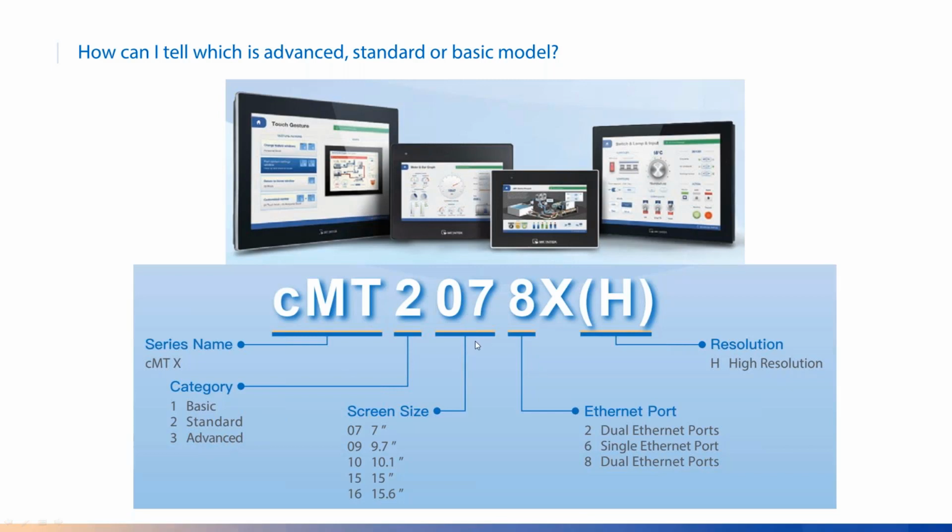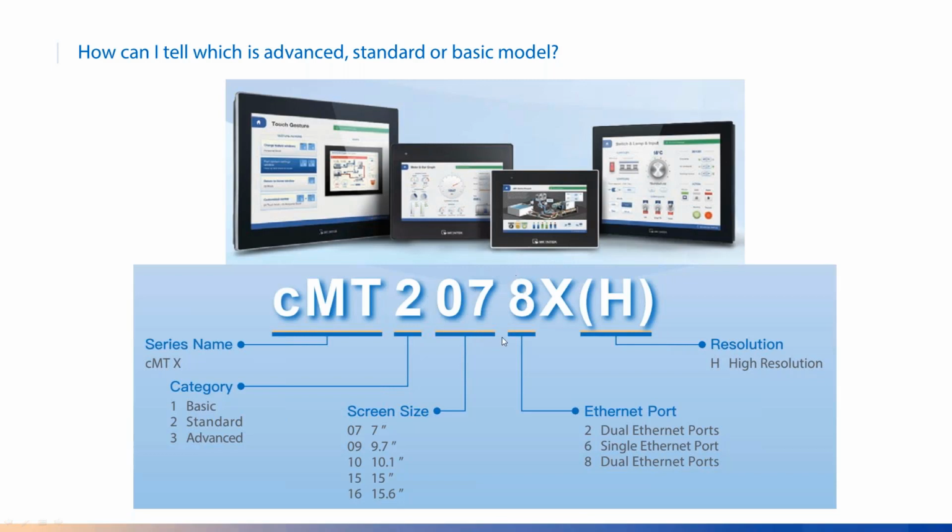The second and third numbers tell you the screen size of this HMI. For example, 07 means this is a 7 inch HMI. 09 means a 9.7 inch, 10 means a 10.1 inch HMI, 15 means a 15 inch, and 16 means a 15.6 inch. So from the second and third numbers, you can tell the size of the HMI.